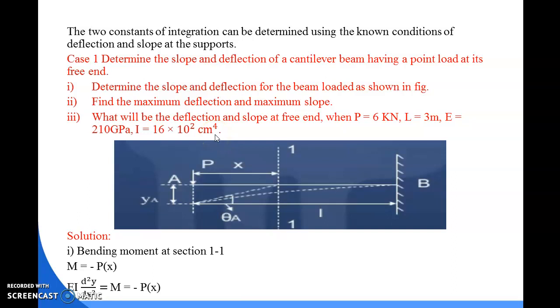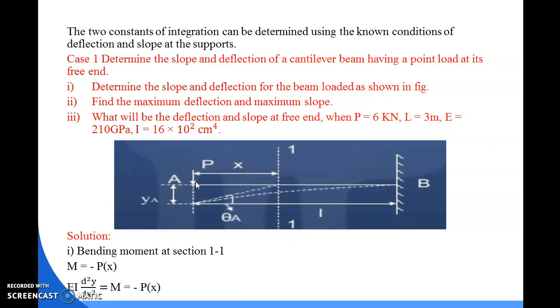So now first of all we need to analyze the slope and deflection value for the beam shown in the figure. As I told you, we need to know the bending moment with respect to the x-axis section in a beam. This is your beam, the fixed end support is here, and this is your free end, where a point load is applied, named capital P. The 1-1 section is at a distance of x from the free end.